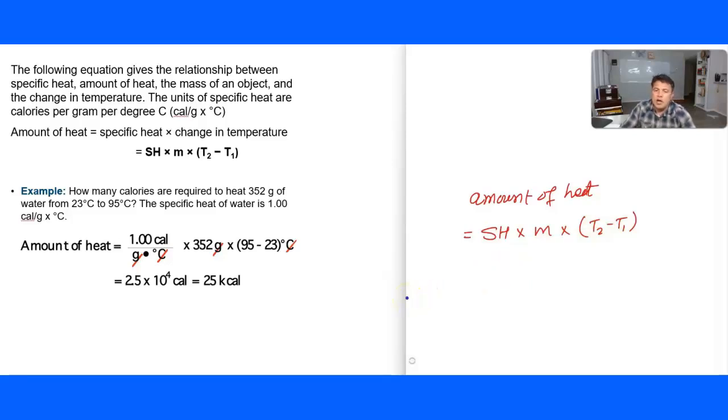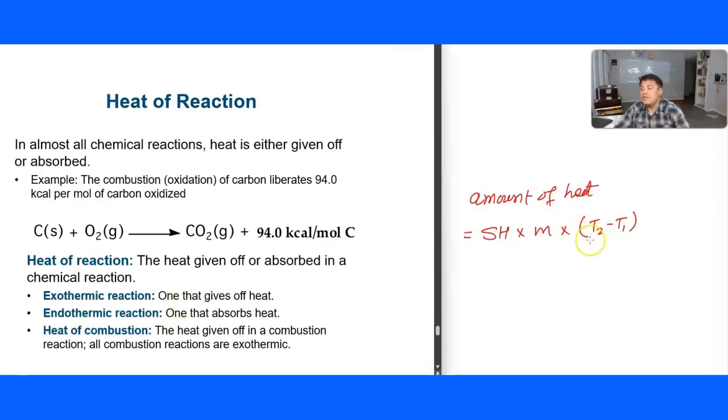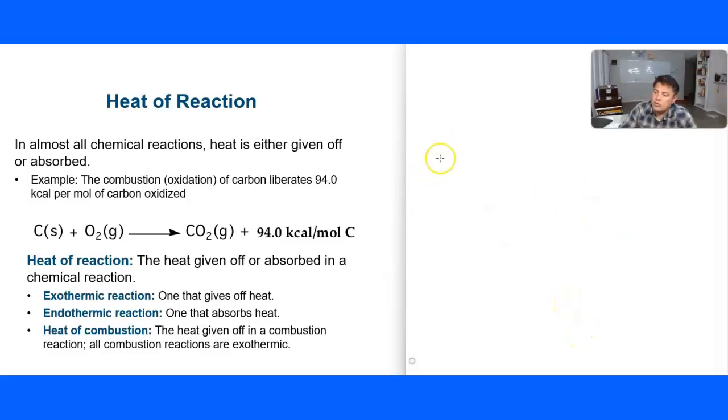is equal to specific heat times mass times T2 minus T1. So for example, how many calories are required to heat 352 grams of water from this degree to this degree? This is the change in temperature, 95 minus 23, times the mass times the specific heat, because the specific heat is given as 1 calorie per gram per degree centigrade. So you calculate and get that. We've already studied that, just repeating. Heat is equal to specific heat times mass times the change in temperature.